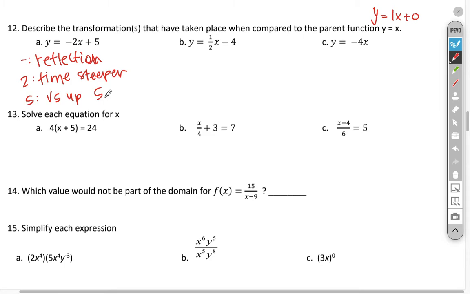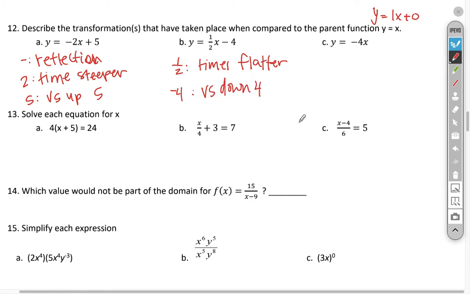All right, on the next one, our slope stays positive, but it decreases from 1 to 1/2. So 1/2 is smaller than 1, so we're going to be 1/2 times flatter. Then our initial value went from 0 to -4. So we moved to the -4 y value spot. So that means we have a vertical shift down 4.